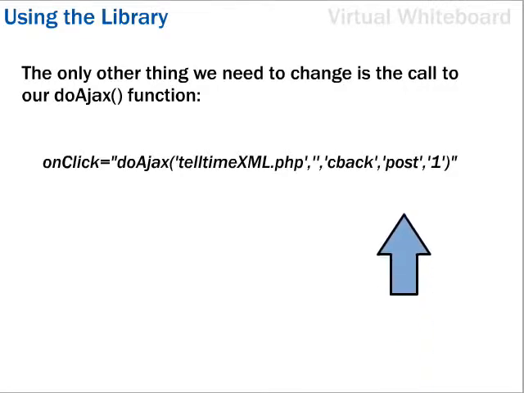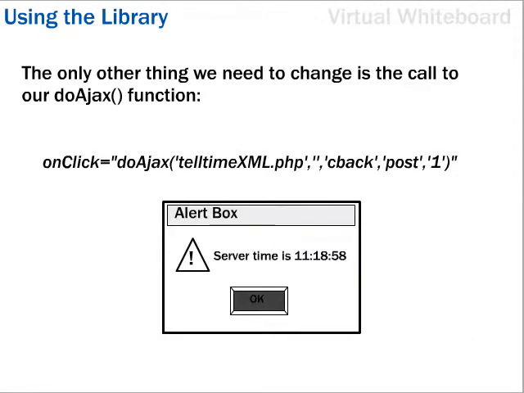Here, we have decided to make a POST request. Our server-side script, telltimexml.php, does not require a query string, so in this case the second argument is left blank. The final parameter has been set to 1, indicating that we expect the server to respond with XML in the property response XML. This example shows the result of running the program.